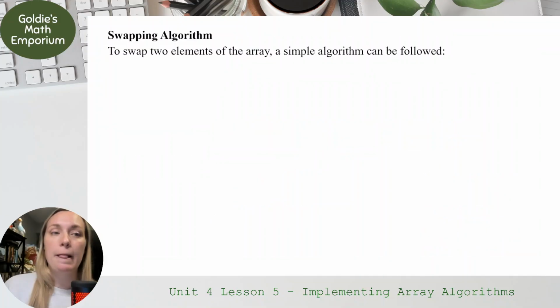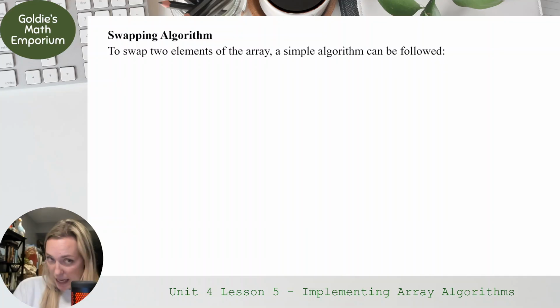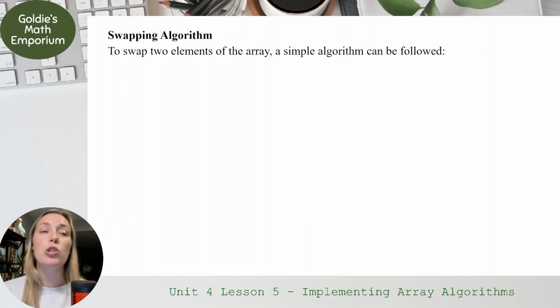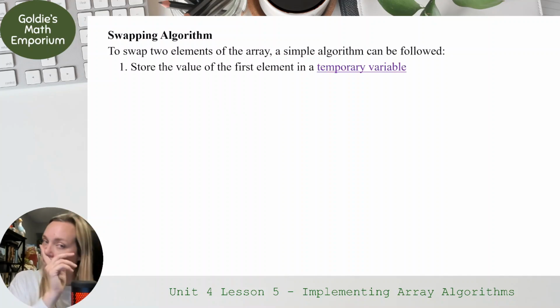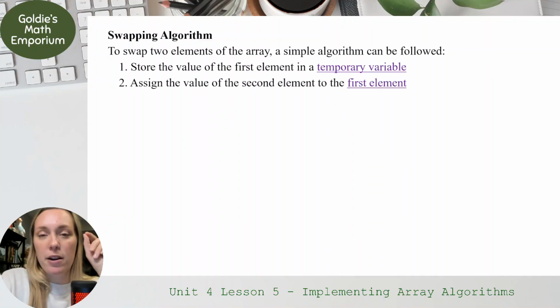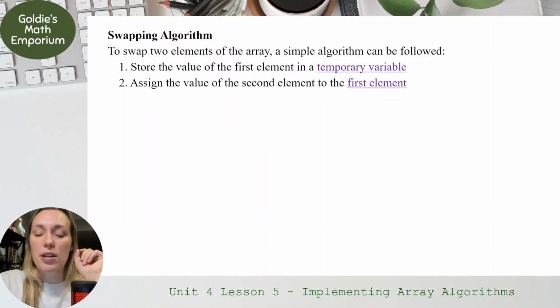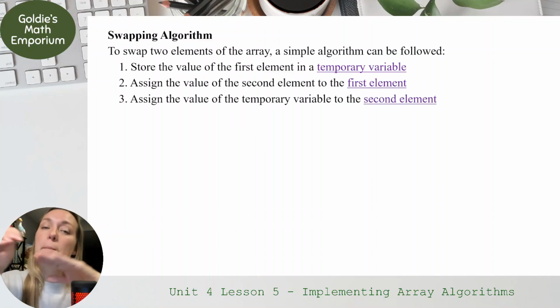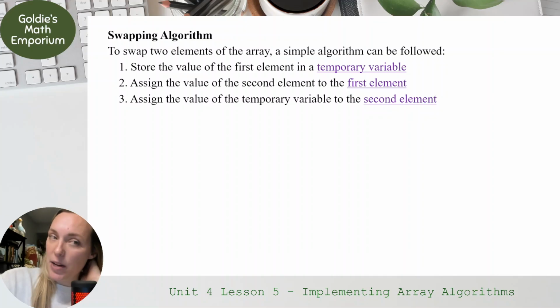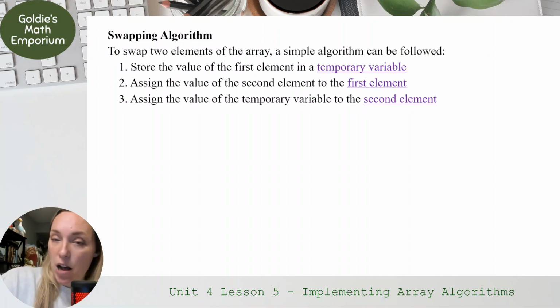Okay. All right, before we get to the next algorithm, we need to talk about the swapping algorithm here. To swap 2 elements of an array, there's a simple kind of 3-step process here. We store the value of the first element in a temporary variable. We assign the value of the second to the first, and then assign the value of the temporary to the second element. So 3 lines of code are needed for this swapping algorithm.